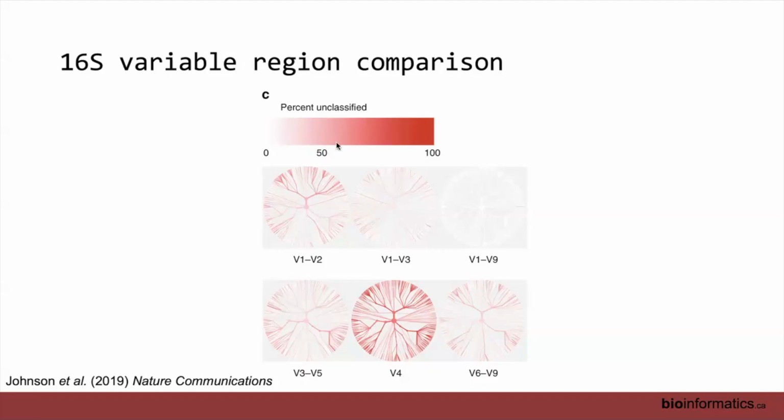But if you're looking at these other regions, you can see that we're getting a lot more red, so like the V4 region, you're actually leaving quite a lot of the different taxa unclassified in this case. This is important to take into account when you think of something like the Earth Microbiome Project that recommends that you use the V4 region primers, but actually you're not going to be able to classify a lot of the taxa in your sample, particularly down to species level.